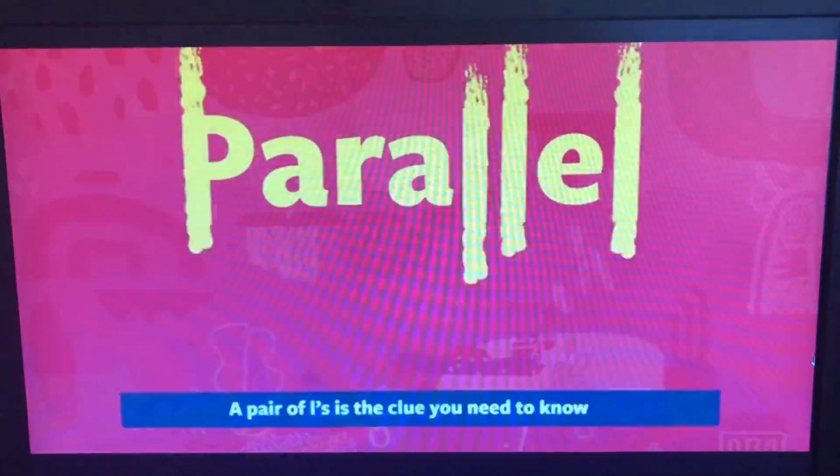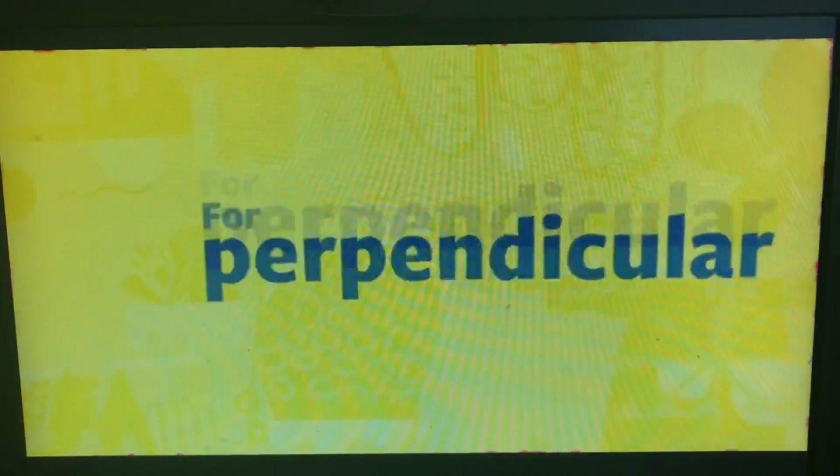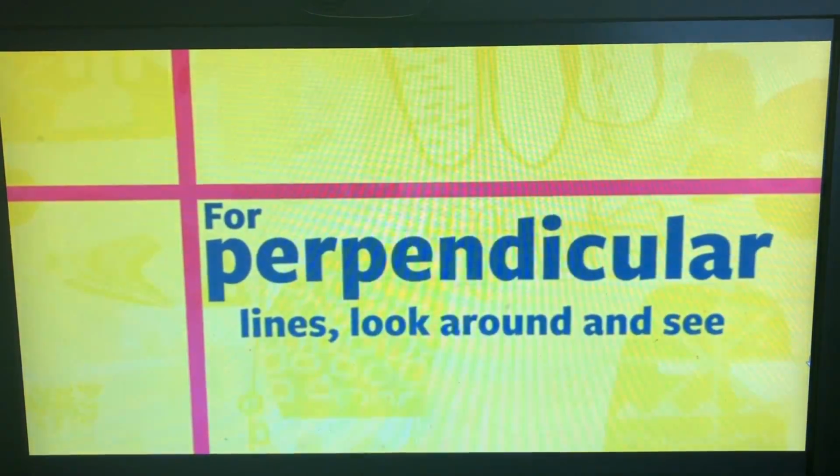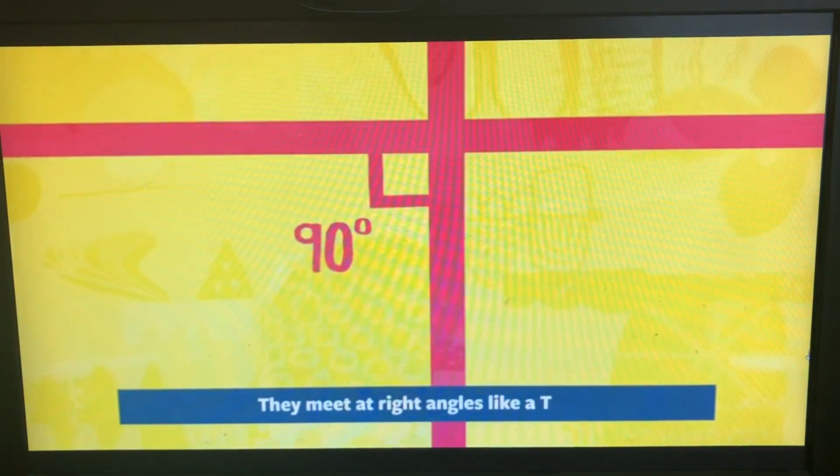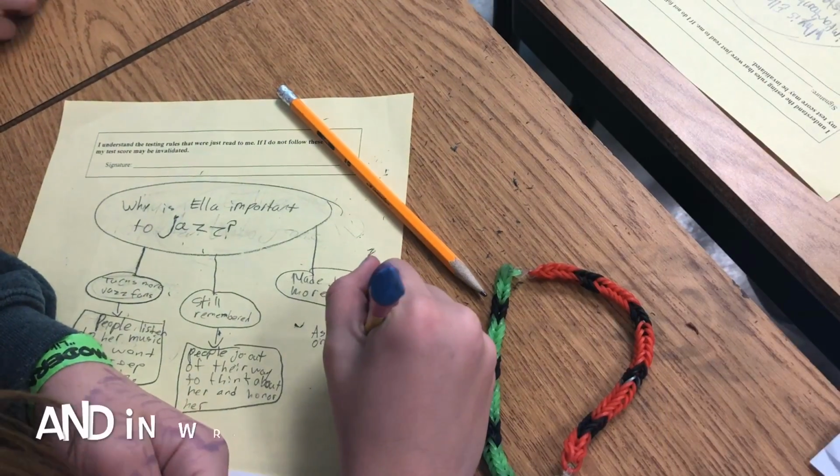Everywhere you go, parallels, can you even know? Look at my life, look around and see, they meet at right angles, like a T I said.